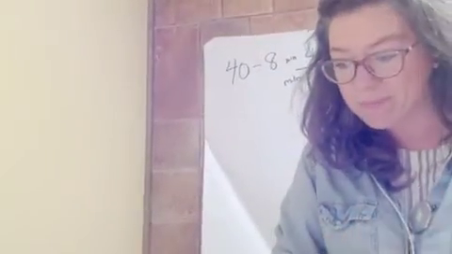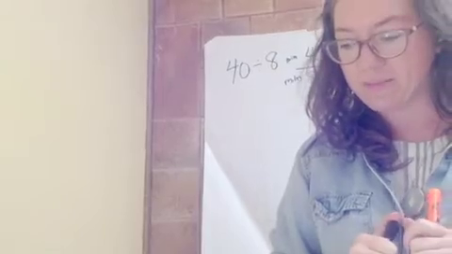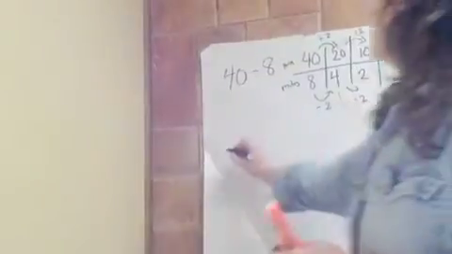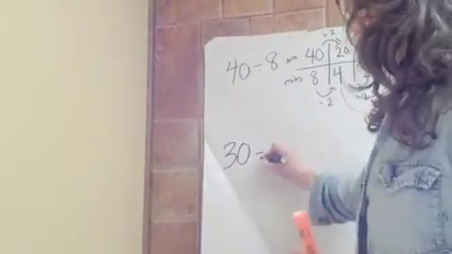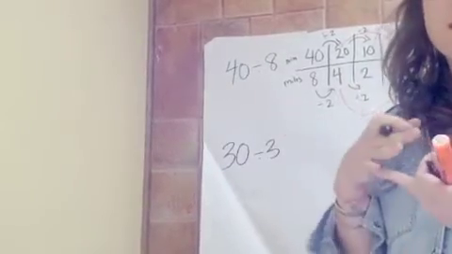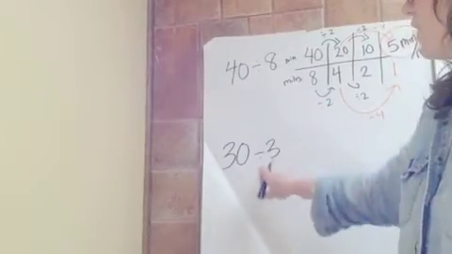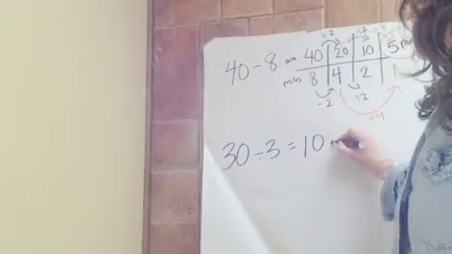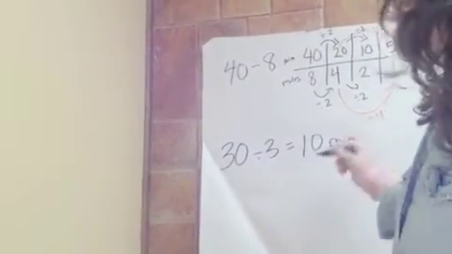Next one. If a student ran 3 miles in 30 minutes, what was their pace per mile? Same thing, we could use a ratio table, or 30 minutes for 3 miles. Some of you might just know 3 times what equals 30? Quick division. 30 divided by 3 equals 10. 10-minute mile, right? And of course, we can use the ratio table, same way.